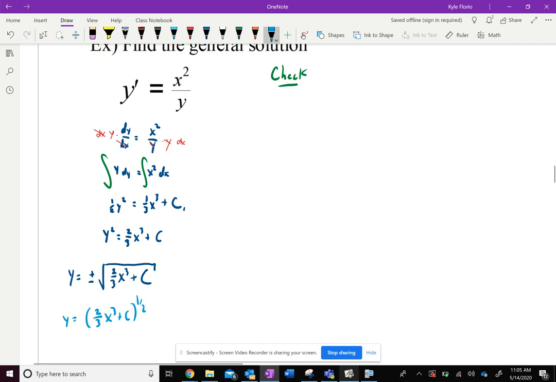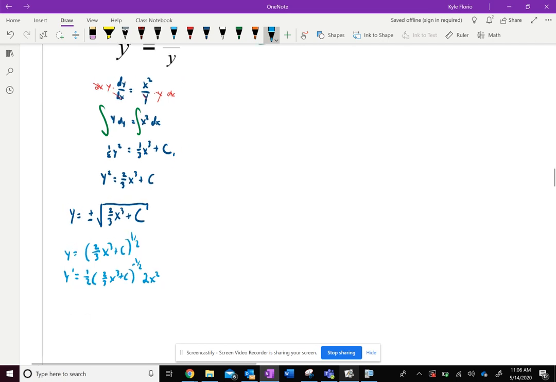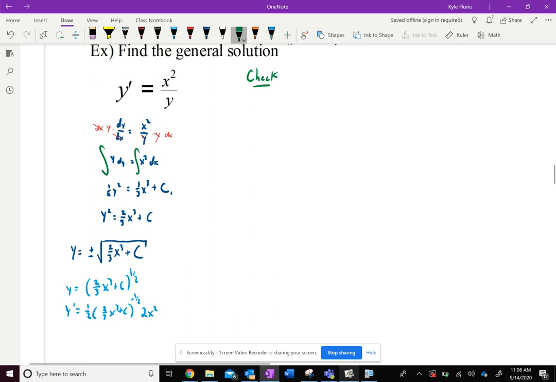If I wanted to take the derivative of that, that's going to be 1/2 all this to the negative 1/2 times the derivative of the inside, which is going to be 3 times 2/3 x squared. The 3's will cancel out and I'll get the 2x, and then subtract 1 from the power to get x to the second. So let's check. Y prime, which we just said is this right here. By the way, the 2's are going to cancel out. So does y prime equal x squared over y?